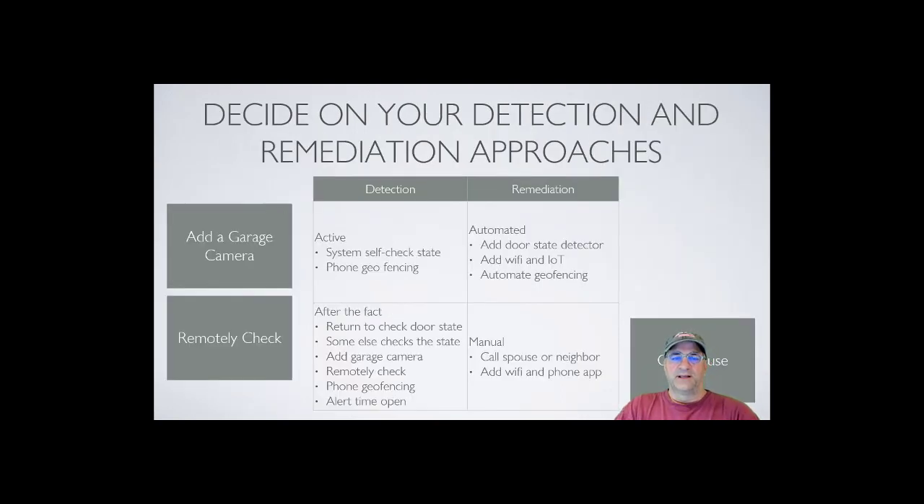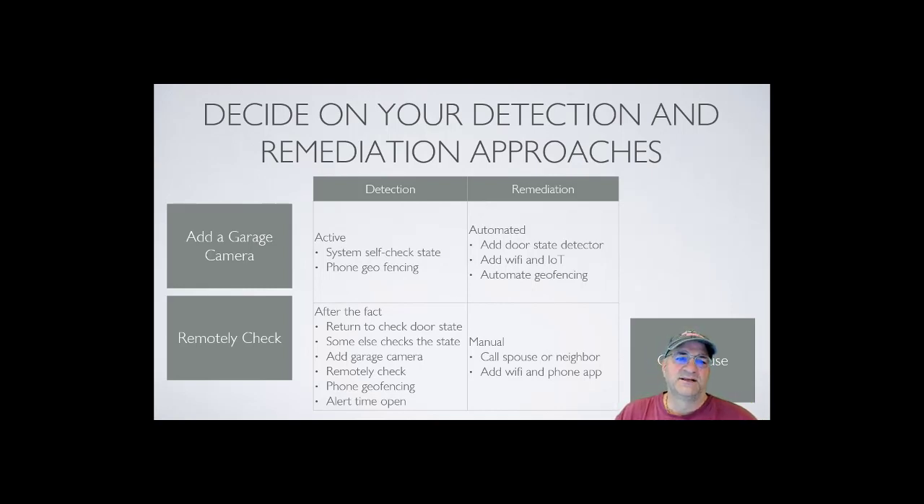So in my case, you've got to decide what detection you're going to use and what remediation approach you're going to use. On the detection side, I picked a garage camera, and I decided I was going to remotely check it using the camera, right? So I detect it by looking through the camera lens and seeing whether the door is open or not. And in my case, we didn't want to put any more hardware in the garage after the camera because I had a spare one anyway. Who doesn't? And so I called my spouse.